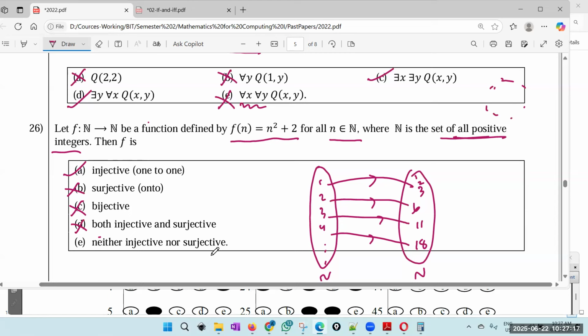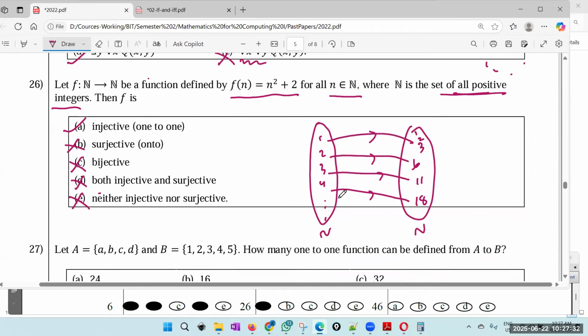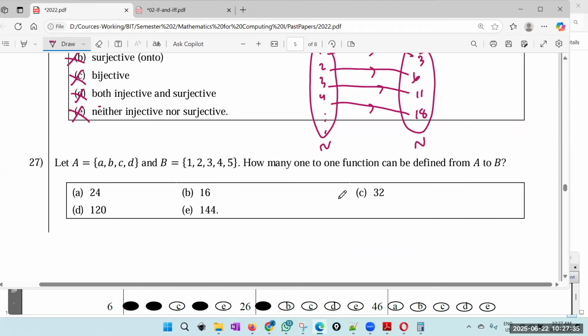Neither injective nor surjective is false because it is injective. Answer is A. Right. Bit of logical thinking, lot of common sense. Right. 27. If you have any questions, let me know.